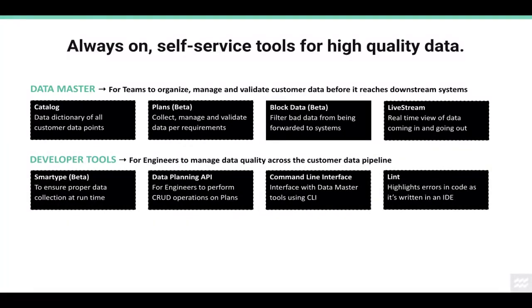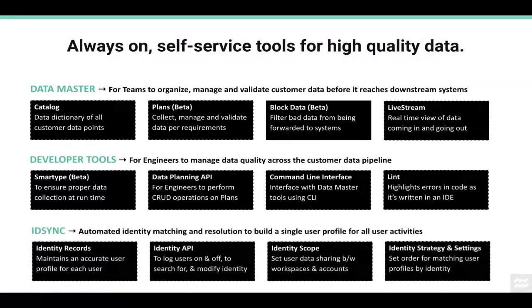Then we have a set of developer tools for engineers to manage data quality across the customer data pipeline. We have SmartType, which is an open source product to help you with creating data models and being able to leverage those data models across multiple platforms, iOS, Android, and web, making sure that you have consistency of how you're capturing events and attributes from all those apps in a common data format. Data Planning API, which helps you communicate with those data plans programmatically, so you're able to do all sorts of CRUD operations on the plans. A CLI to manage a lot of these things through a command line interface, and then linting to get real-time feedback in your IDE so that you are coding as a developer against the plan that has been set forth by the team.